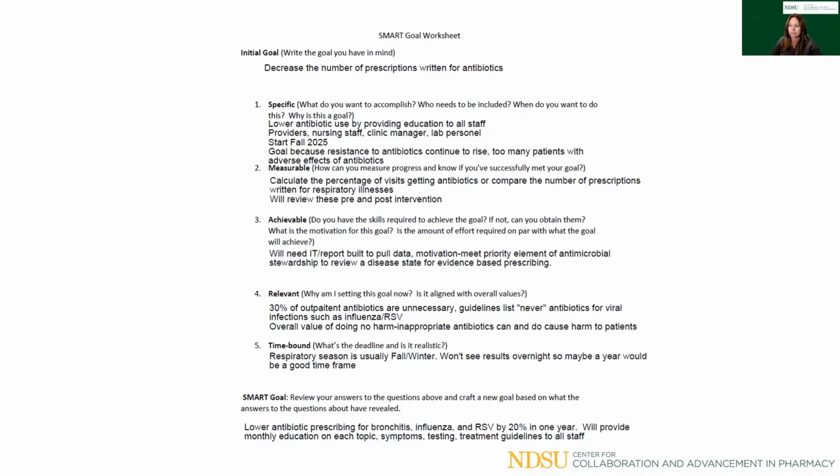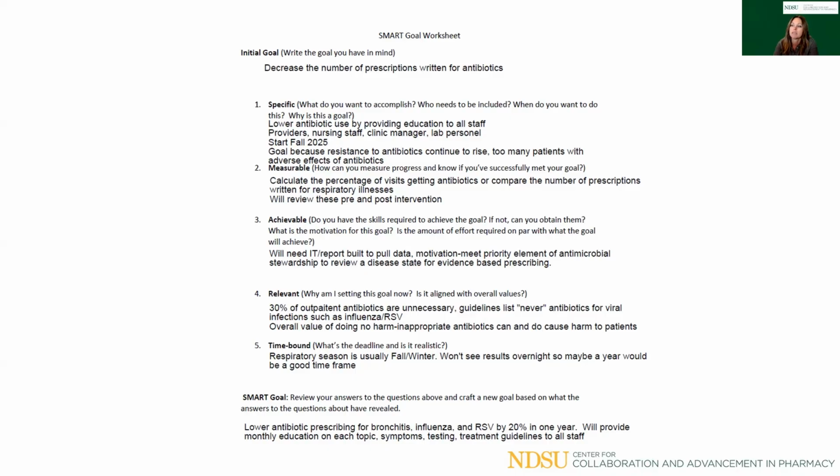Is it achievable? Do I have the skills? And if not, who or what should I do to obtain them? What is the motivation of the goal? And is the amount of effort really on par with what the goal will achieve? So for this, I will probably need IT support to help build a report or actually pull the data for me. The motivation for this is really to meet a priority element of antimicrobial stewardship, which is to review a disease state for evidence-based prescribing. So we could review antibiotic use by indication, so by a respiratory illness, to see if we are following guidelines.